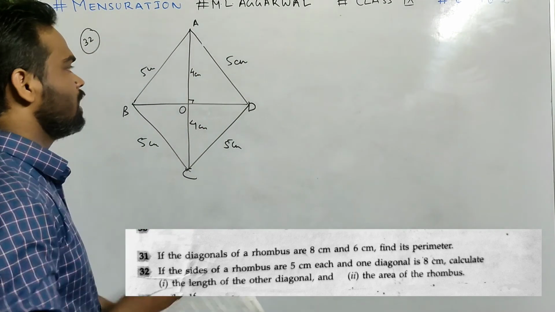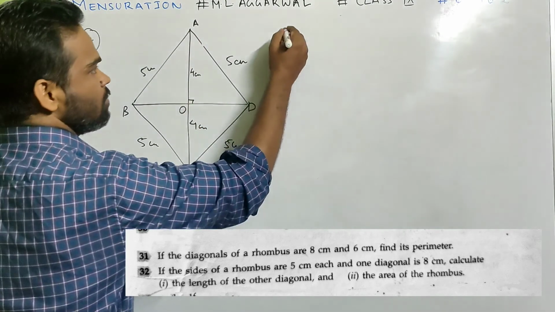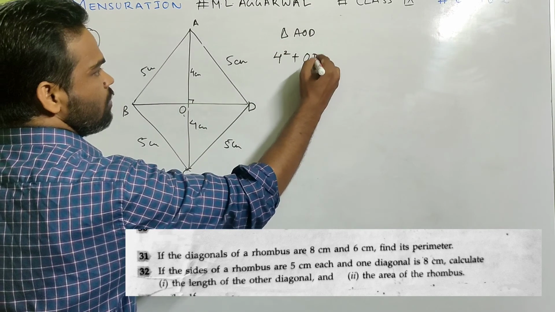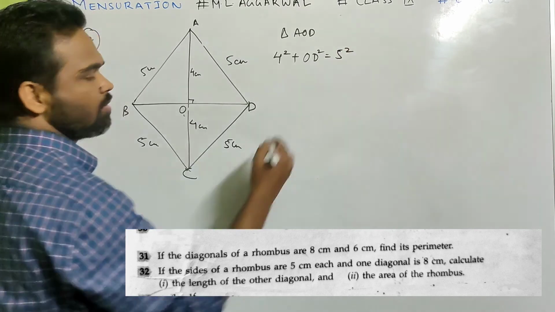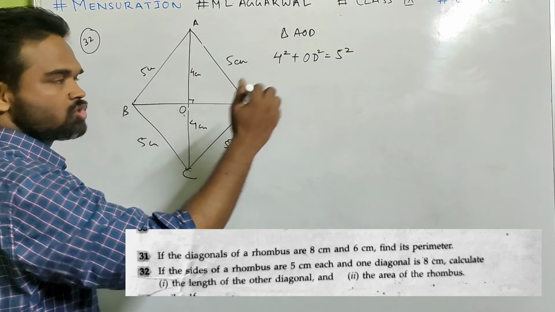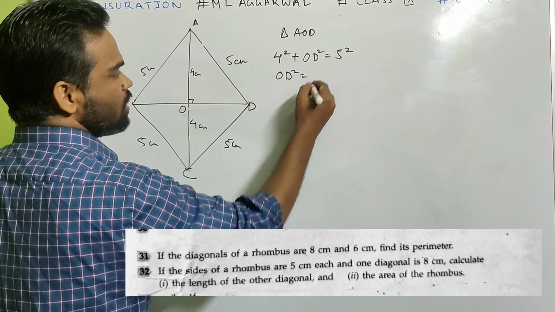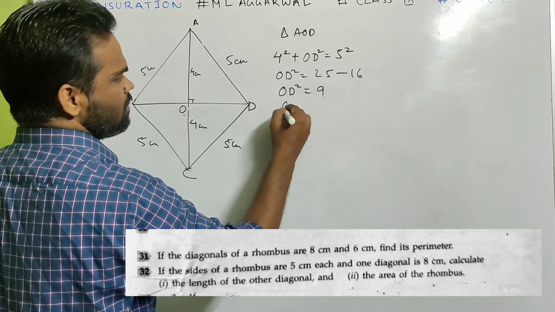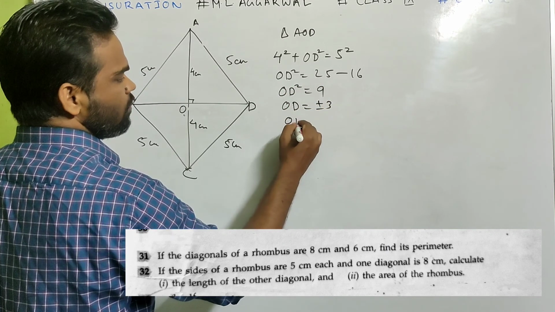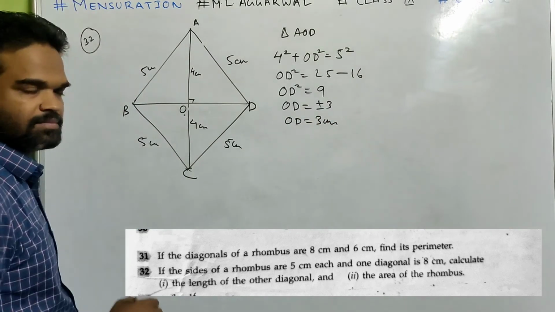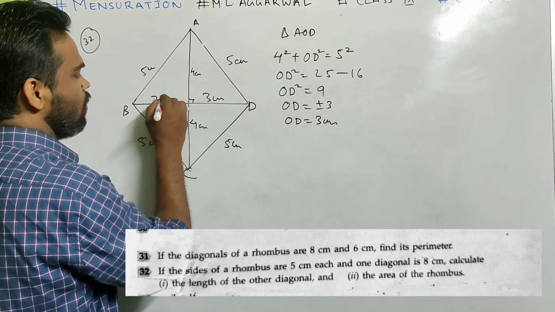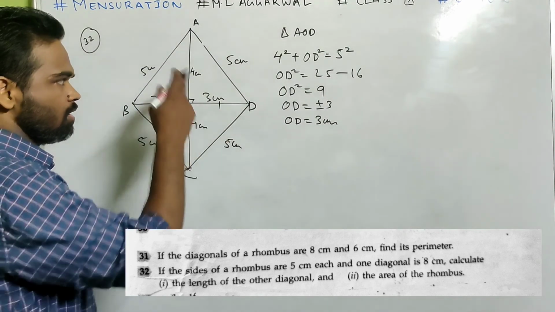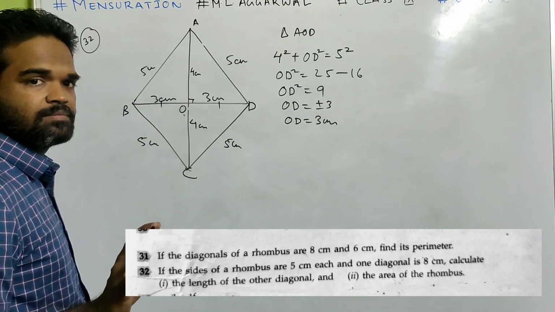Done? Now, in triangle AOD, again Pythagoras theorem. AO square plus OD square, we don't know OD, is equal to AD square. Perpendicular square plus base square equals hypotenuse square. So OD square is 5 square, 25, minus 4 square, 16. So OD square is 9, OD is plus minus 3, we won't take the negative, 3 centimeter. So if OD is 3 centimeter, BO is also 3 centimeter because BO and OD are same. Just now I told you, in the rhombus, the diagonals bisect each other at 90 degree. Done?